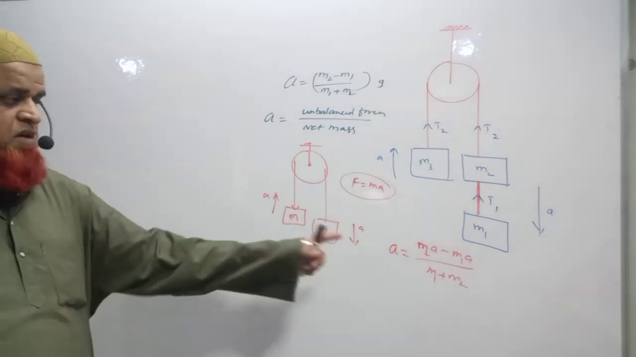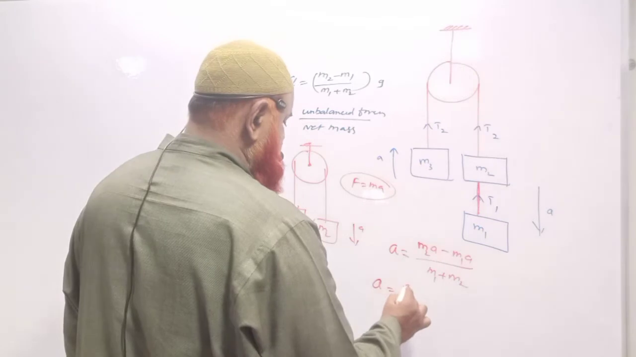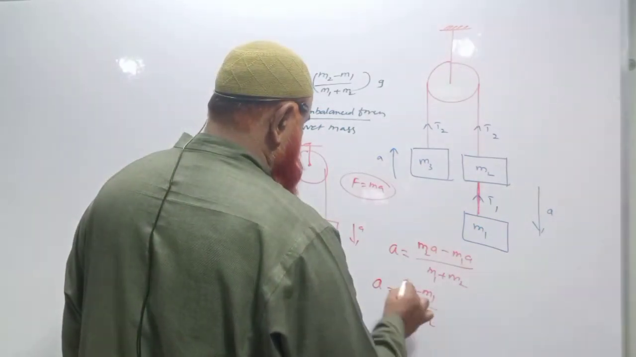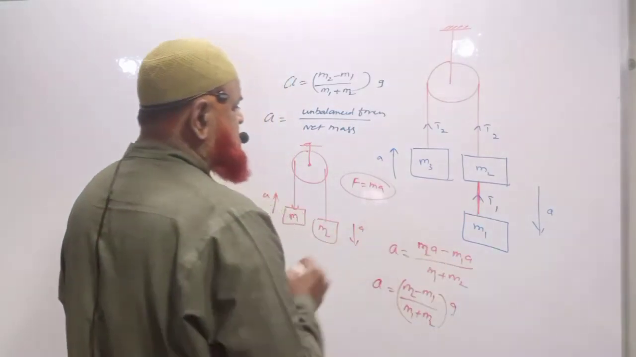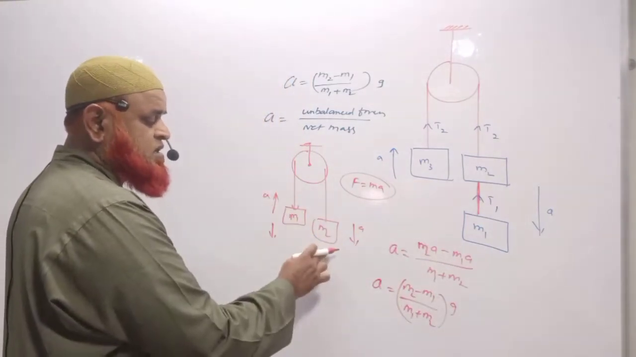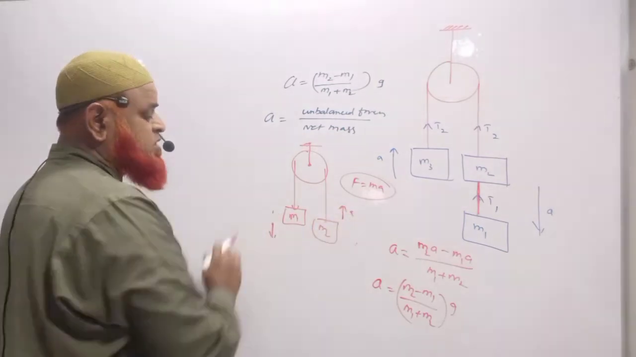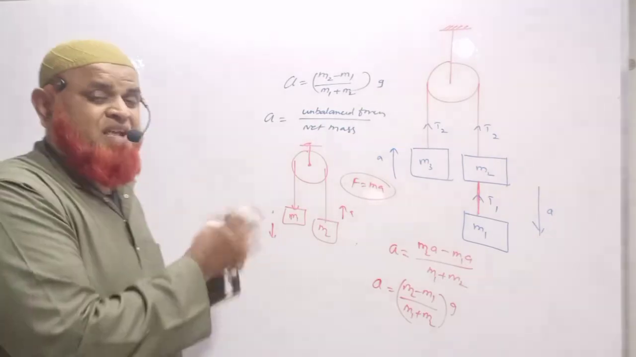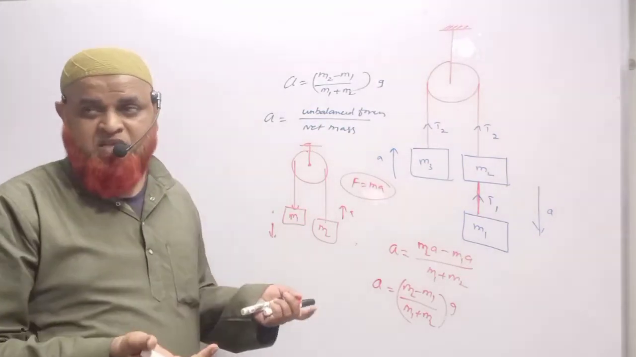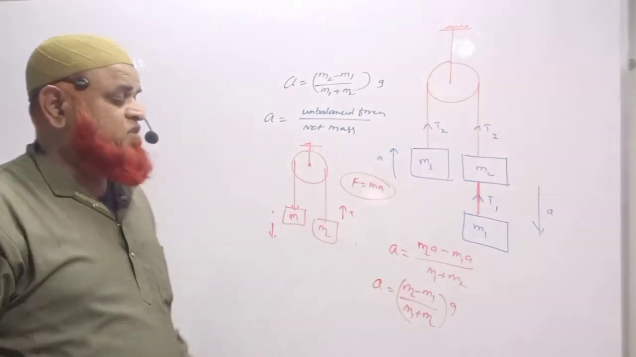Understood? Shortcut to find out an acceleration. So just again right now, acceleration is equal to (M2 minus M1) by (M1 plus M2) into g. For example, if this mass is larger and this is lighter, then it is moving upwards. Then in this case, how will the equation become? Unbalanced force means larger minus smaller, so M1 minus M2. It will become (M1 minus M2) into g by (M1 plus M2).